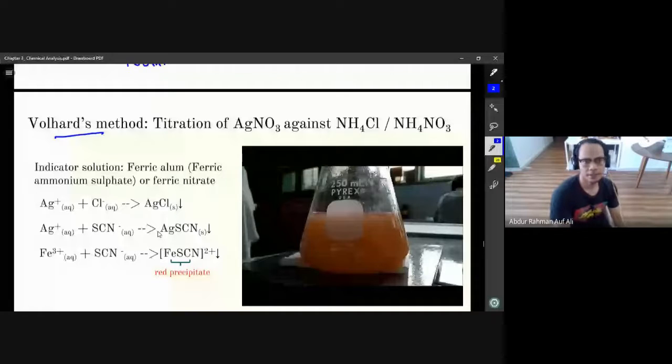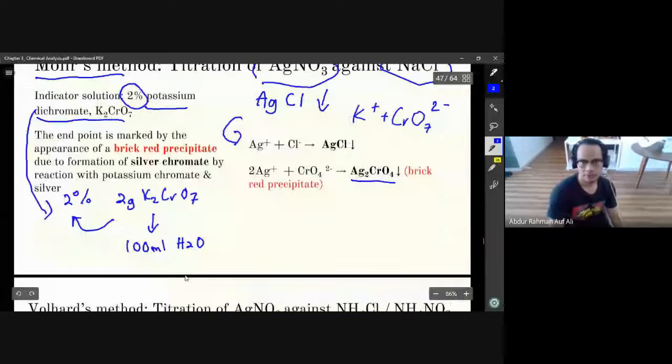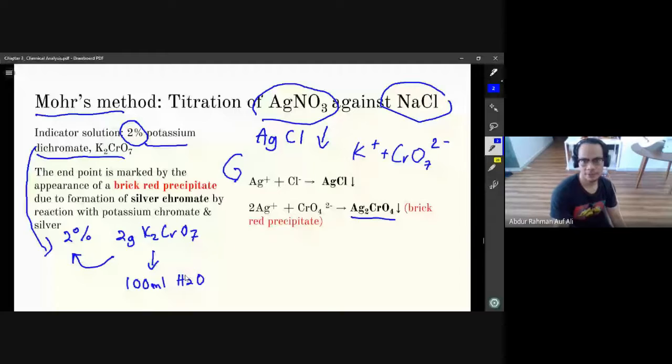So kat sini dia akan the color change akan sama juga jadi brick red precipitate, sama macam Mohr's method. The color change will be brick red, warna merah. Okay, from my experience, kalau saya buat titration dulu, dia akan jadi not exactly macam brick red, macam merah butter, tapi dia nampak macam teh ais, teh susu yang pekat.